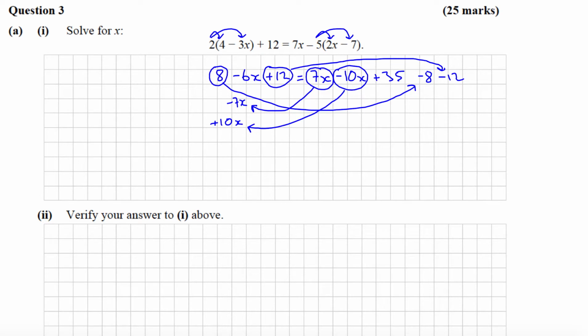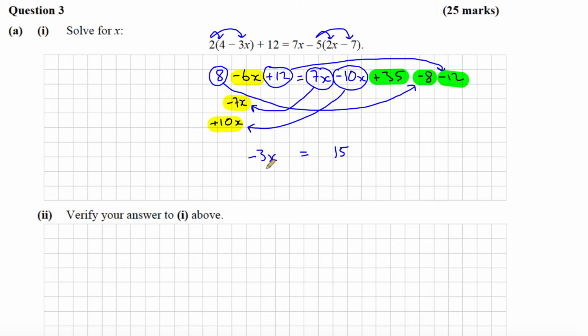Okay, so now that means that on the left I have 10x minus 7x minus 6x. And on the right, I've got 35 minus 8 and minus 12. So 10 minus 7 minus 6 gives me minus 3x on the left. That's equal to 35 minus 8 minus 12. So 35 minus 20 is 15. So minus 3x is equal to 15.